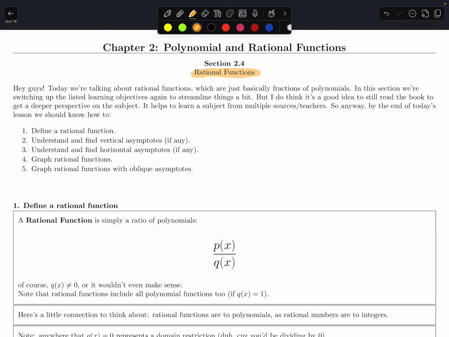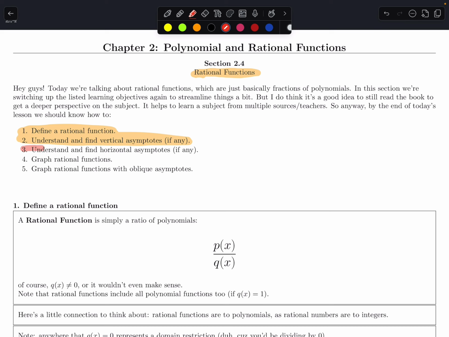So anyway, by the end of today, here's what we should do. You should know how to define a rational function. You should know what it is anyway, and understand how to find vertical asymptotes. Along the way, also how to find removable discontinuities or holes. Okay, that's the plan for the first video right now. Things don't always go as planned, as you guys know, but that is the initial plan anyway.